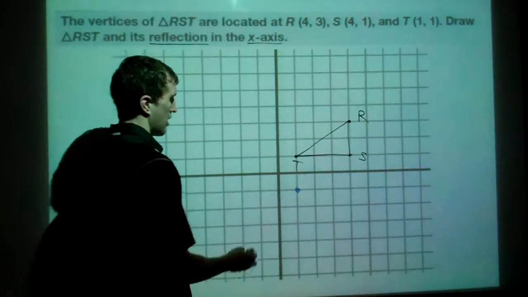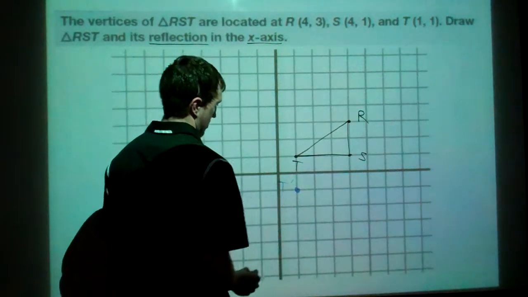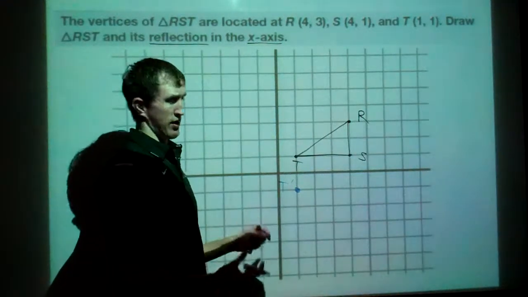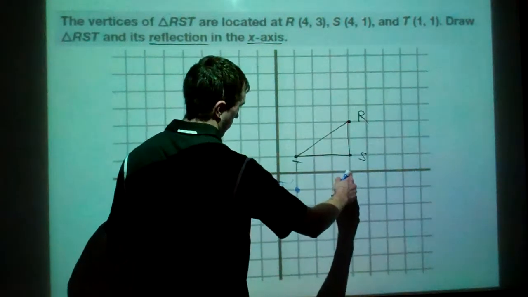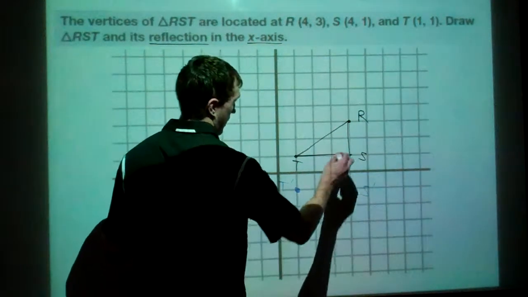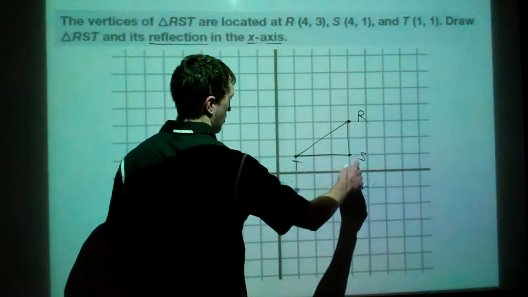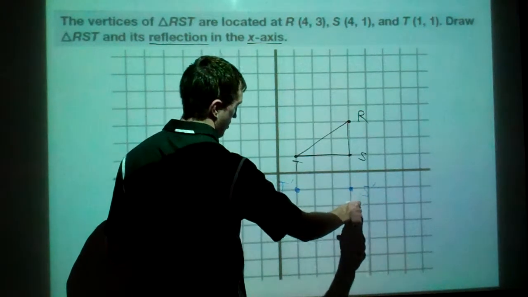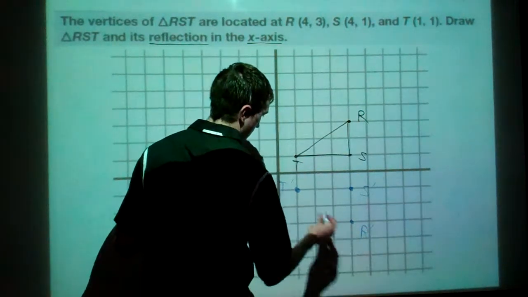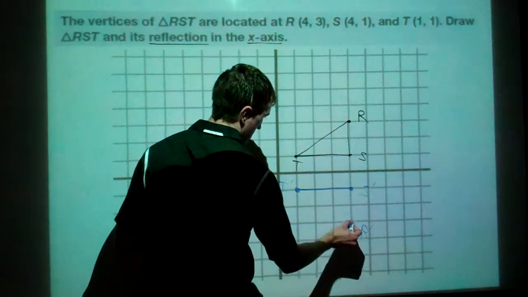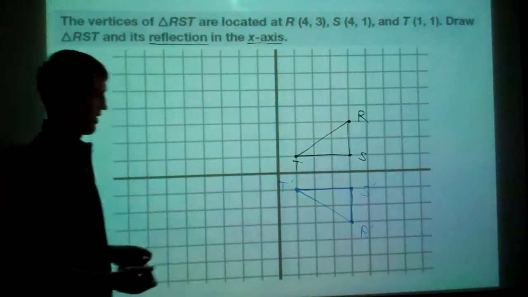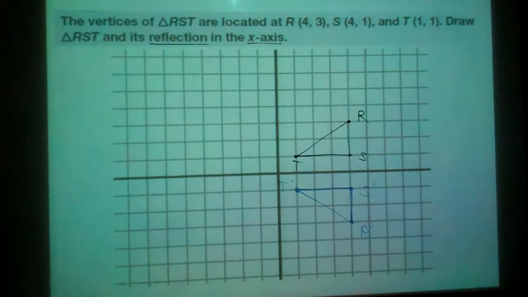Alright, so that's T prime is what I'm going to call that. T prime, that is just T as its reflected image. S is 1 unit away, so we go 1 unit away again. S prime. And R is 1, 2, 3 units away, so 1, 2, 3. And there's R prime. Connect. And we get our reflected image, okay?